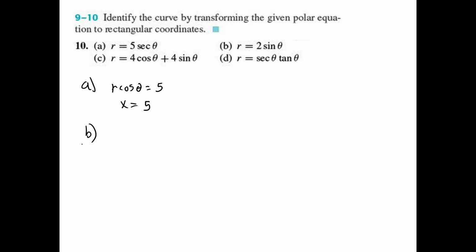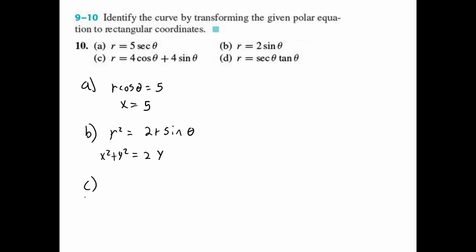For B, we know that if we have r sine theta, we could put a y. So if we just multiply both sides of that equation by r, we will get r squared is equal to 2r sine theta. For r squared, we can put x squared plus y squared. For r sine theta, we can put y. And you can see that that's going to be a circle, as I showed you earlier.